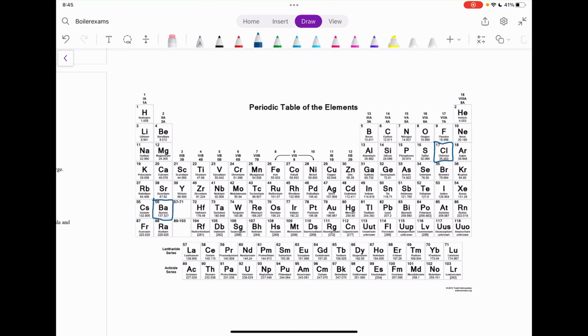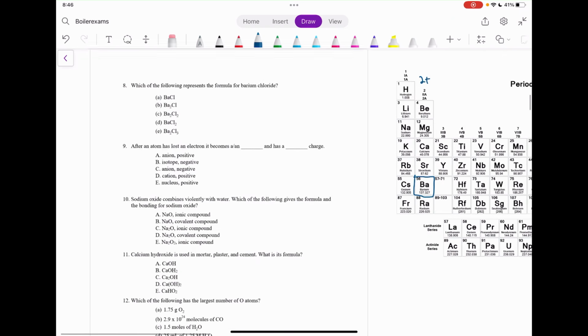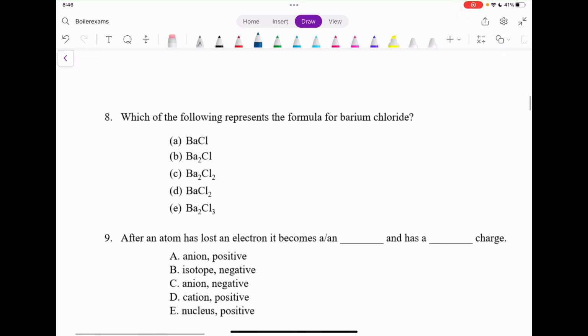We know that every element in this group has a 2 plus charge in an ionic compound, and the halogens are 1 minus. So if we have barium 2 plus bonding with chlorine 1 minus, and we want to form a neutral molecule, because notice they don't have a charge, we're going to need to cancel the charges. In order to do that, we're going to need 2 of the chlorine atoms. So that leaves us with D.